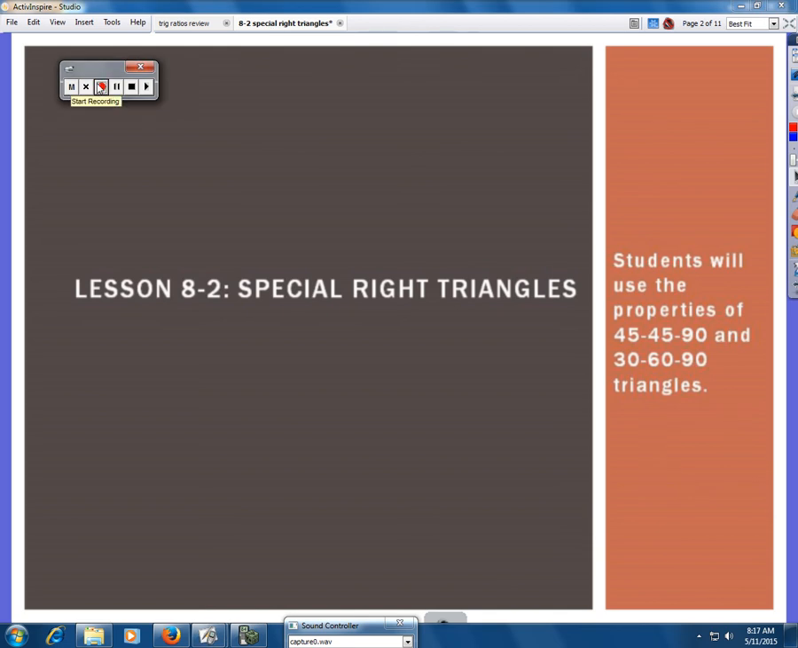Today we're going to learn about special right triangles and also do a trig ratio review. So the first goal for today is to use the properties of 45-45-90 and 30-60-90 right triangles.